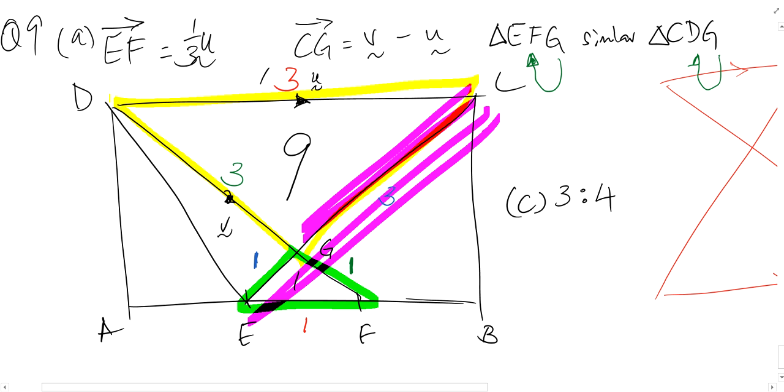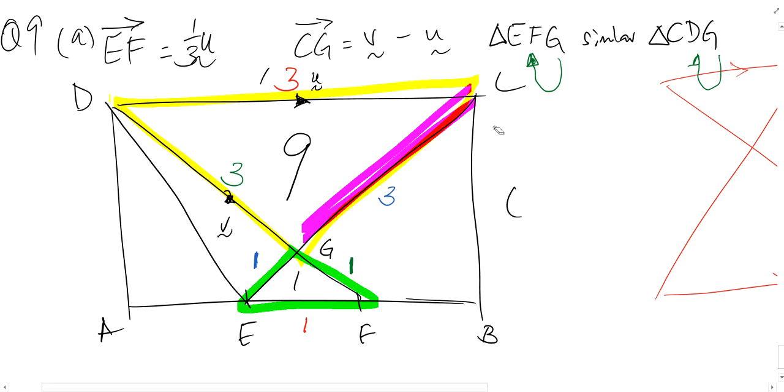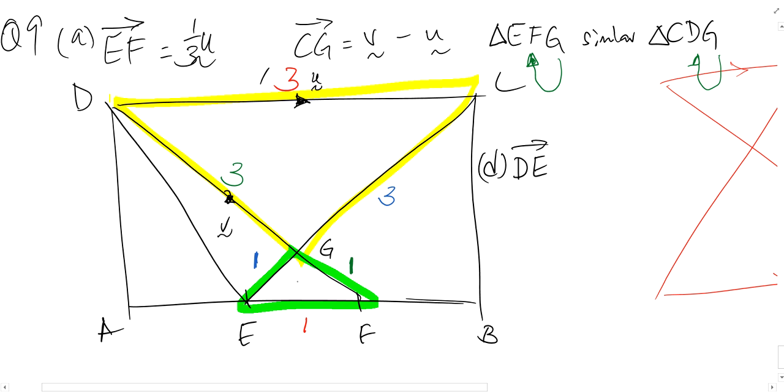And finally, do you need help for part D? Anybody needs help, raise your hand, otherwise I'll move on already. Okay, part D. Part D says express DE in terms of U and V. Where is my DE? So this vector over here. Instead of going from D to E directly, I must go through some other way. So you want DG plus GE.